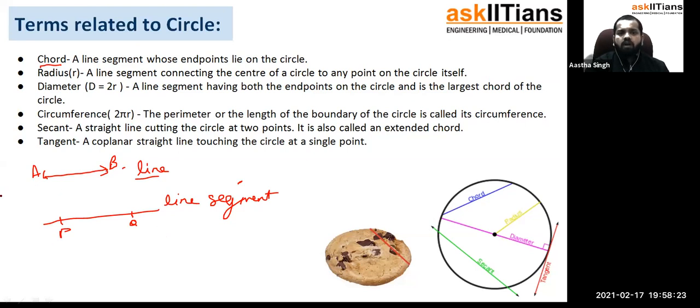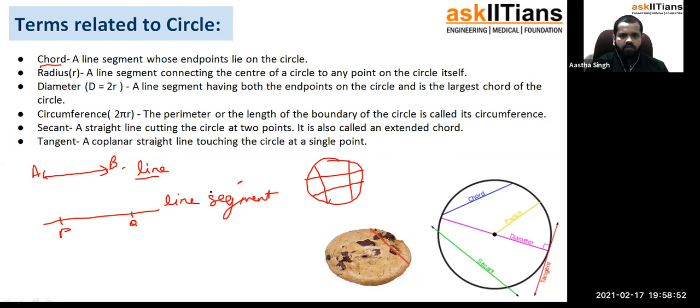So what is a chord? A chord is a line segment whose end points lie on a circle. So basically a circle is there, then this is a chord. Why? Because it is a line segment whose end points lie on the circumference or lie on the circle, right? These all are chords. I think the point is clear.